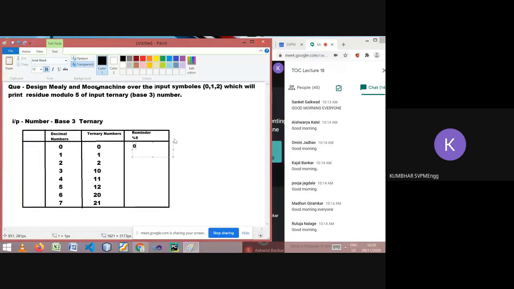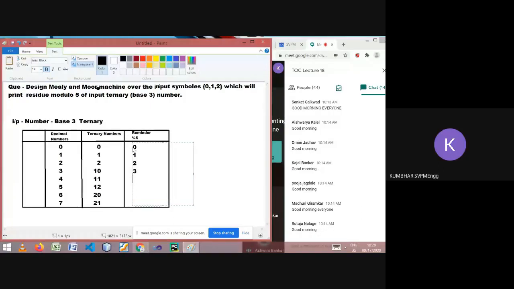Still it is less. Okay. So for 0, the remainder will be 0. If we divide 1 by 5, what will be the remainder? It will be 1, correct? For 2, remainder 2. For 3, remainder 3. For 4, remainder 4.